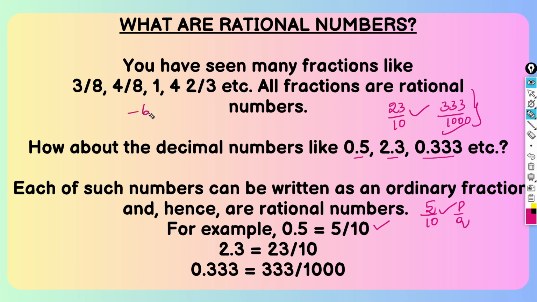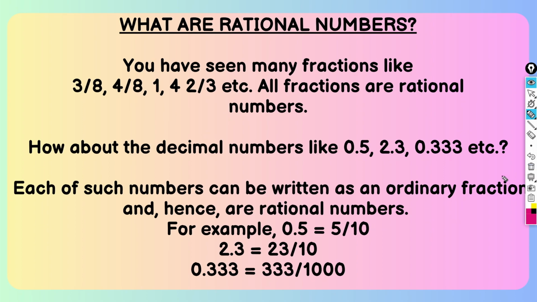You take minus 6.9. This can be written as minus 69 divided by 10. So this is in the form of p by q, where p is minus 69 and q is 10. Both are integers. So minus 6.9 is also a rational number.